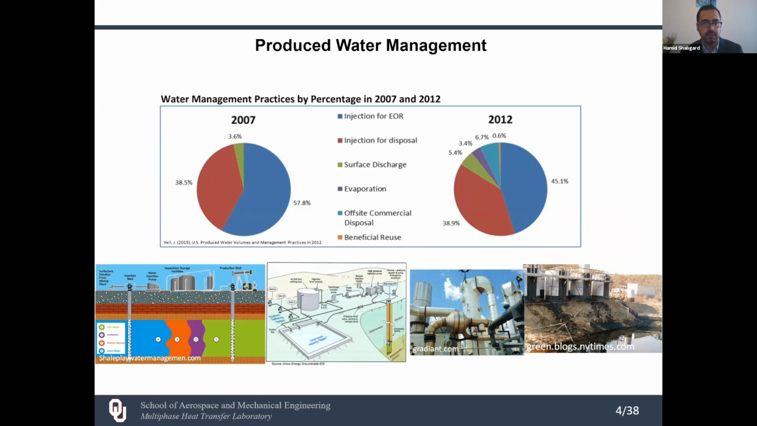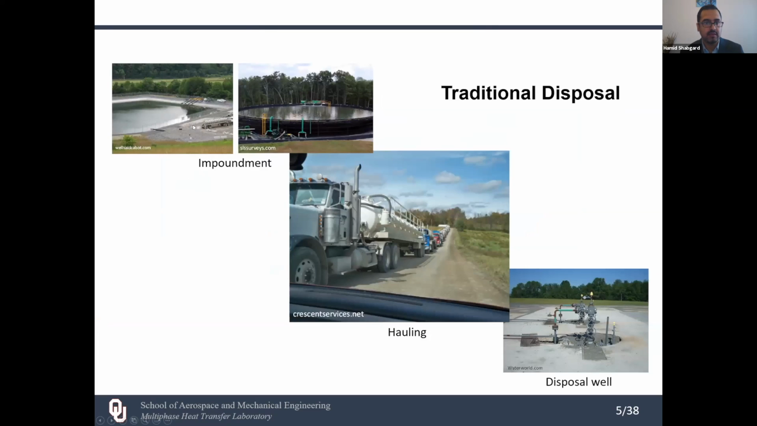A very famous picture here from the Whale paper shows the current practices in handling oil and gas produced water. As you see, most of it is injected for enhanced oil recovery, and then deep well injection is used to just dispose of the brine. And this is the current practice for impoundment, hauling, and disposal well. This is a relatively expensive process for the producer and can cause a lot of challenges, economic and environmental.